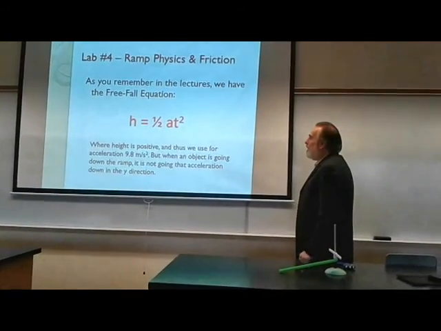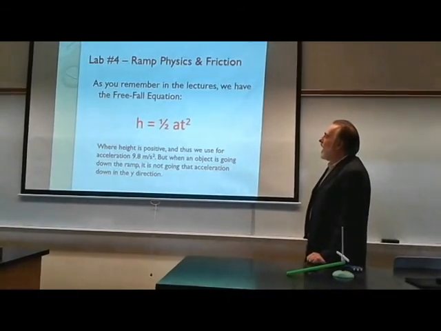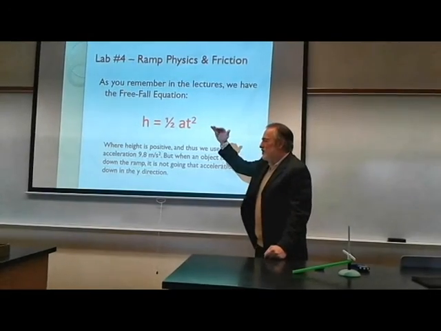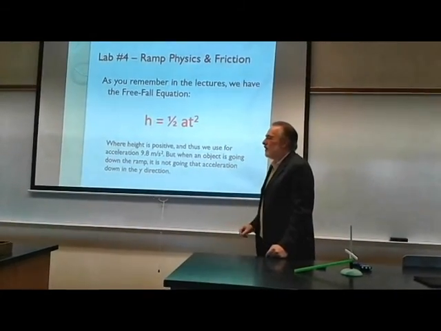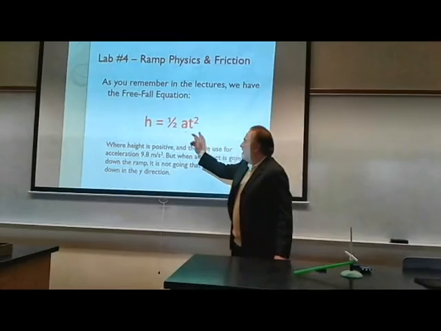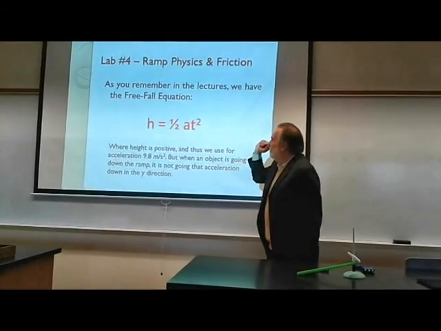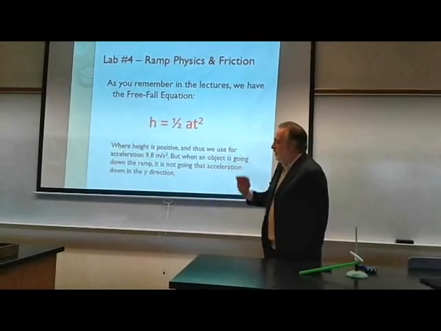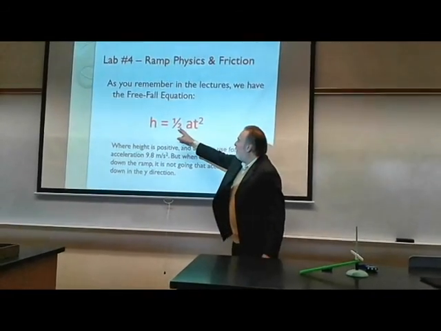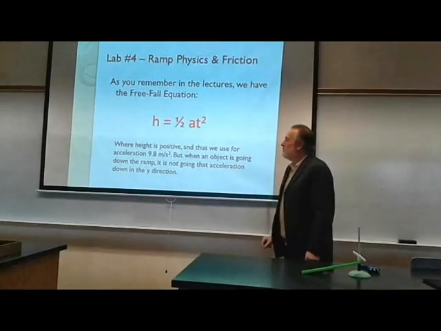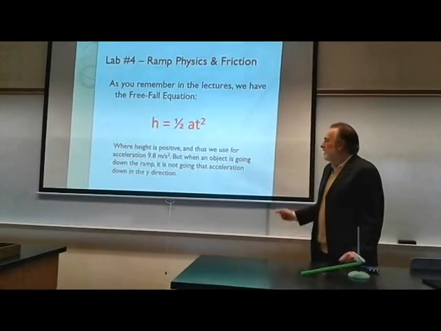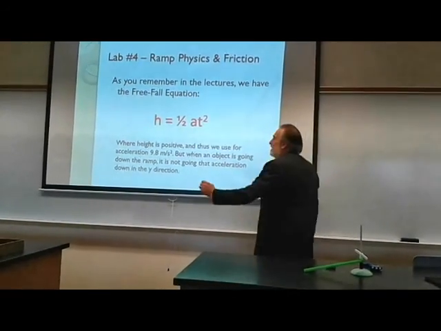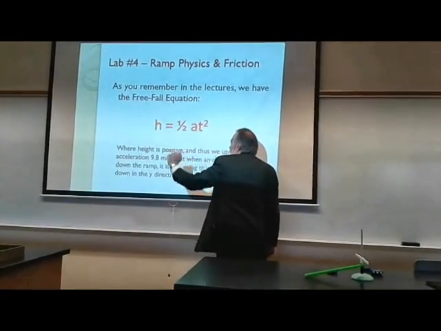So if you remember from the lectures, we have the free fall equation, which is simply, if we assume that we're just dropping something, we have no initial velocity, the change in displacement from the place where we drop it to the floor we can get from 1/2 a t squared, where a is 9.8 meters per second squared, if we assume that this height is a positive number.